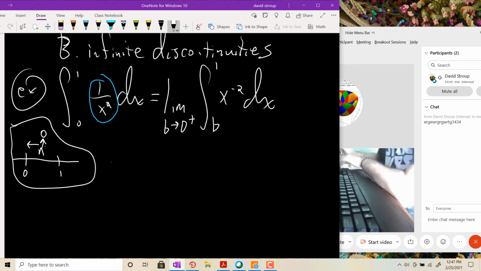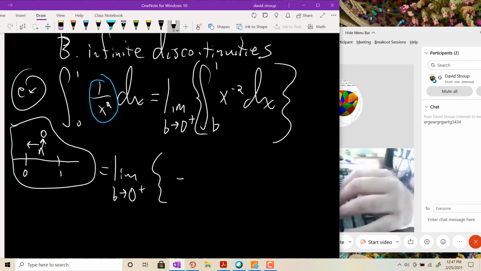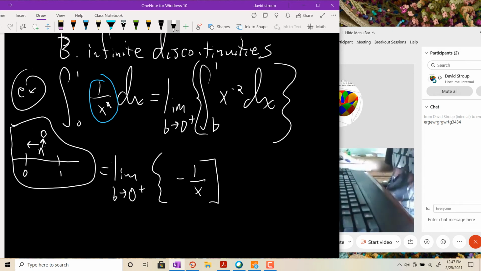Let's go ahead and do this. I need to evaluate this integral first and then take its limit. So I have x to the negative 2 plus 1 is negative 1, divided by negative 1. So I got negative 1 over x, evaluated from b to 1. Plug in 1, plug in b.